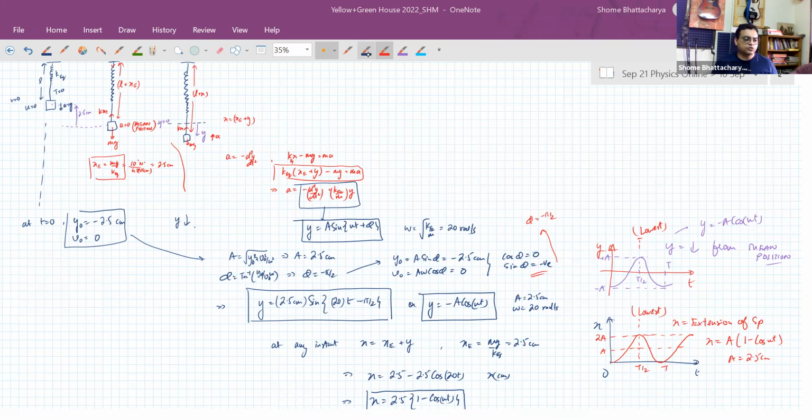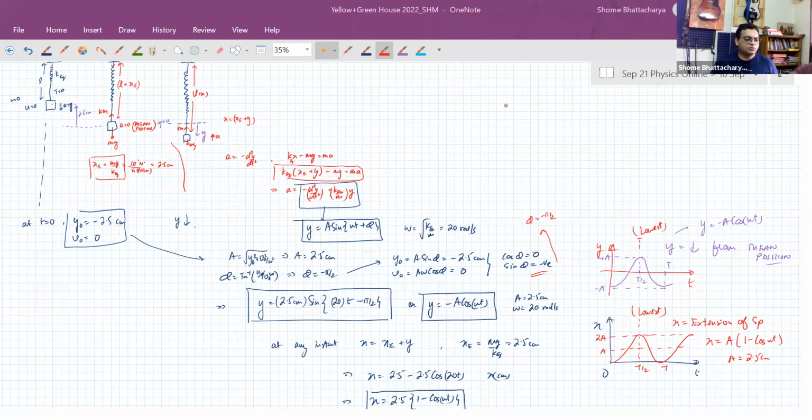Krish, do you want me to scroll up further or this part only? Krish, did you want me to scroll up to the part above this or from here itself? Okay.